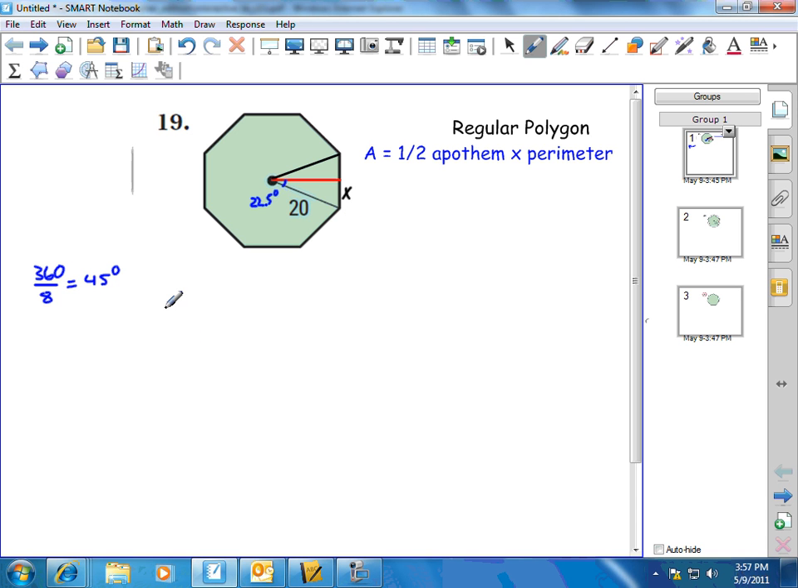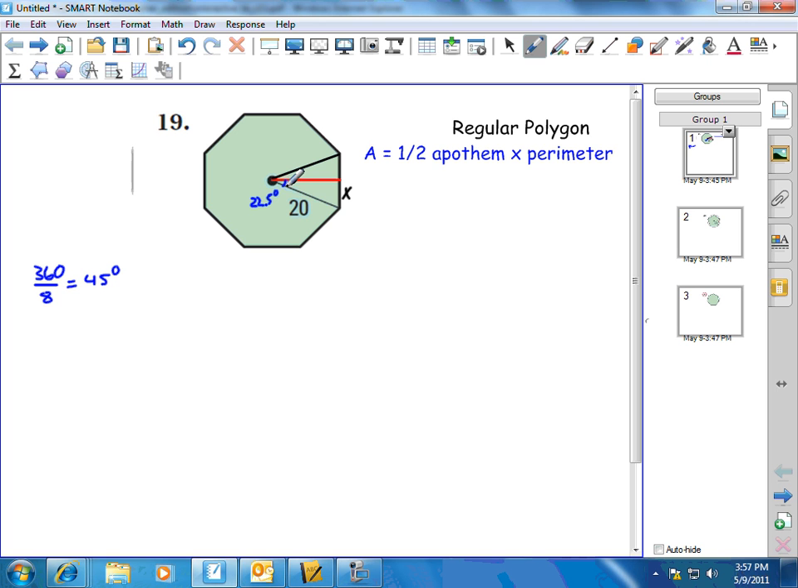So let's go ahead and find that. We need to determine what trig ratio we're going to use: sine, which is opposite over hypotenuse; cosine, which is adjacent over hypotenuse; or tangent, which is opposite over adjacent. We can determine our ratio based on what's given and what we need. We need a leg, and we're given the hypotenuse. So that means we're going to be using sine or cosine.